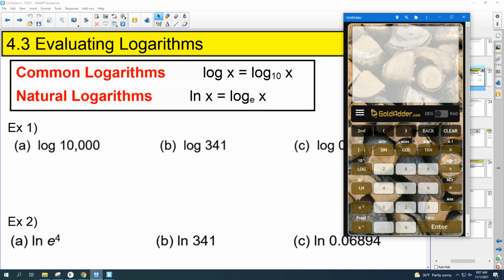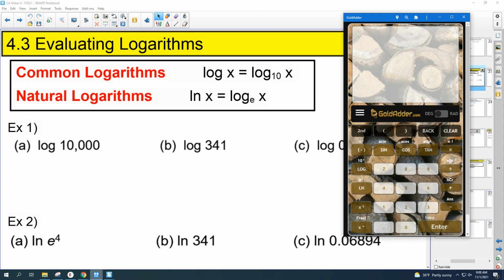Everything else we're going to have to pretty much change. If you've got a log base 4 or a log base 7 or whatever, you're going to need to change it into a log base 10 or a log base e in order to use your calculator. All right, so we start off with example 1, and it says log of 10,000. Now, since it's just the common log, that means you can use your calculator for it. But you might not need to if you remember what a log is. Sometimes you're going to be able to do these in your head.